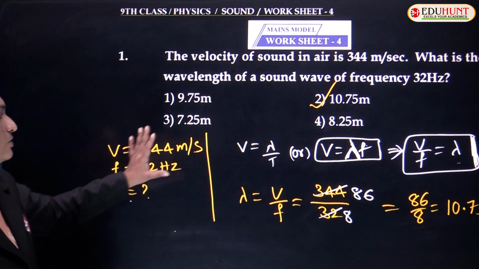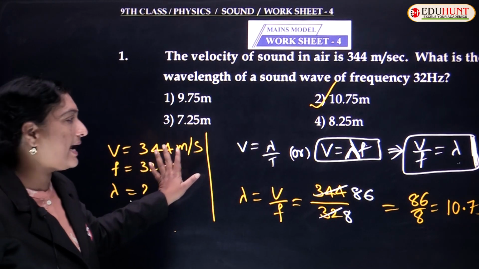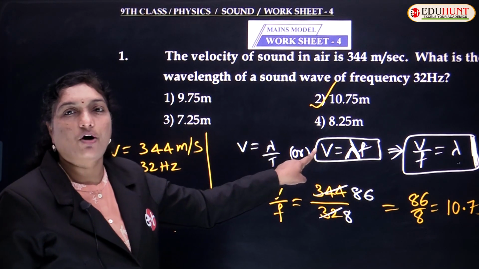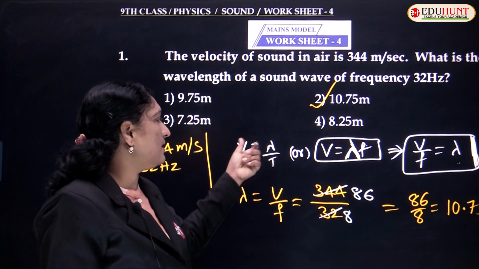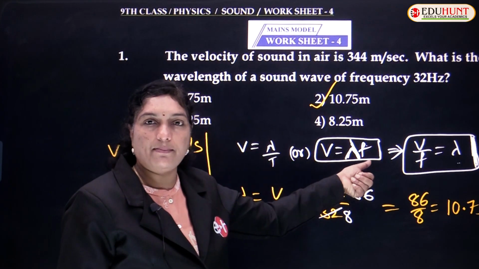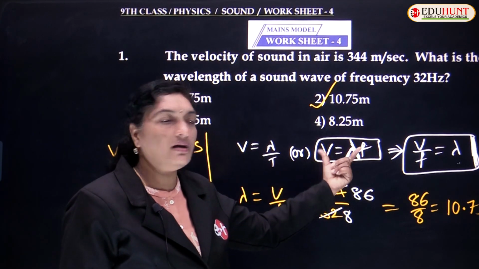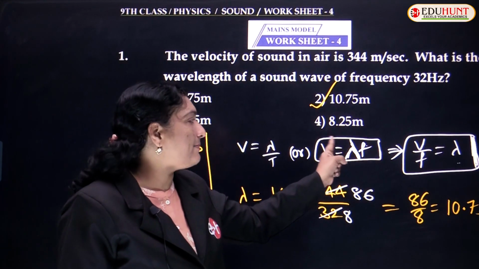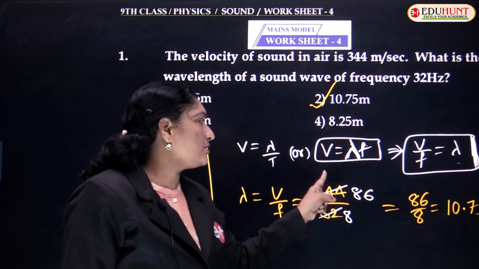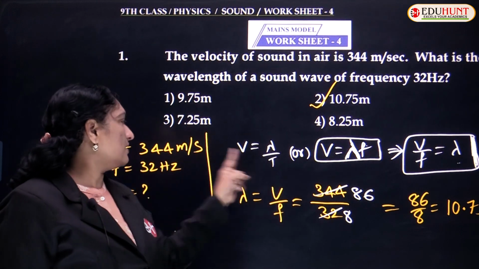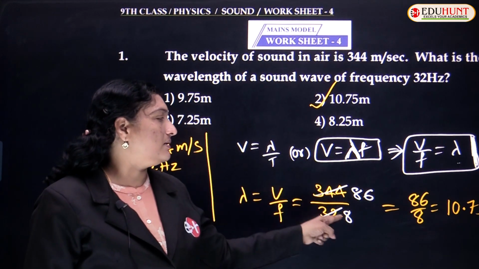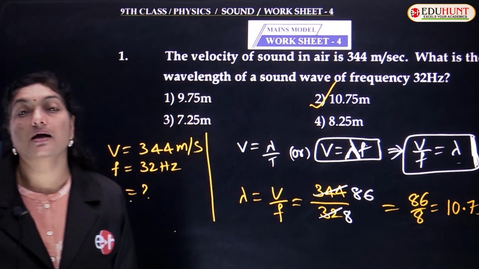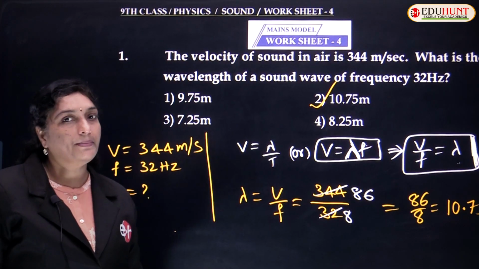10.75. Just to go through the given data again. Identify the formula. What is the formula? Either V equals lambda by T or V equals lambda F. This is the proper relation. The values of V and F were given and you are asked to find lambda. Lambda equals V by F. Substitute the value of V as 344 and F as 32. Simplify this to get the answer as 10.75 meters.